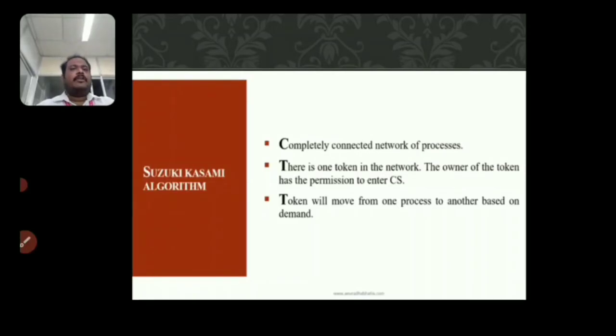Okay, have a look here. We'll see with an example. In the Suzuki Kasami broadcasting algorithm, we have a completely connected network full of processes. One site will have the token and the remaining sites won't. The site holding the token is the owner of that token. It is its responsibility to complete the critical section region. After finishing that region, it will provide the token to the requesting site. So this is what we are going to do now.